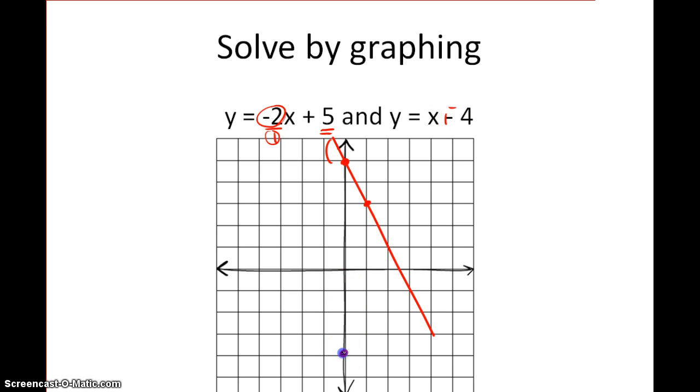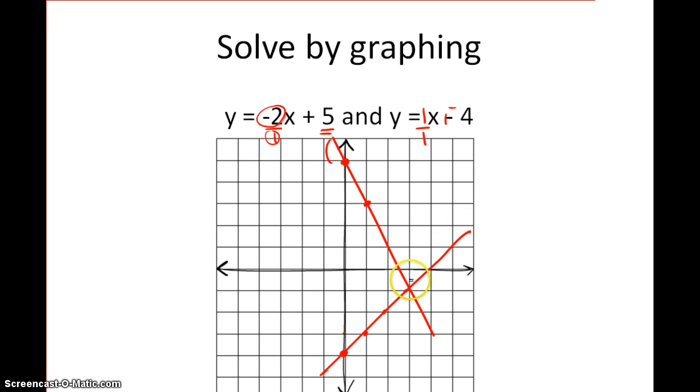The next equation has a y-intercept of -4. So I'm going to put a point at the y-intercept of -4. It looks as though there's nothing there, but actually that coefficient of x is 1. And since we need a rise over a run, it's 1 over 1. So from the y-intercept, I'm going to go up a rise of 1, a run of 1. Up 1, right 1. And I'm going to keep doing that. I'll use my straight edge, and I will connect those points.